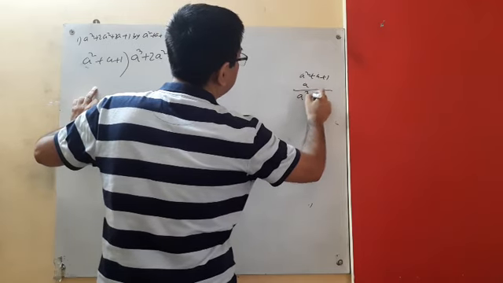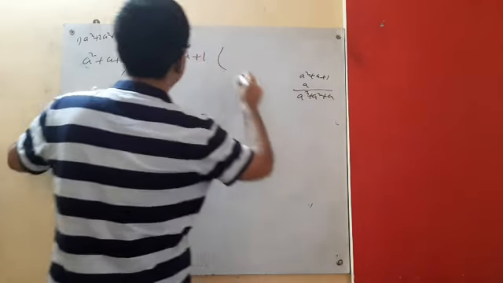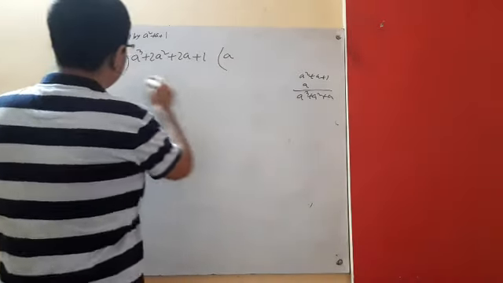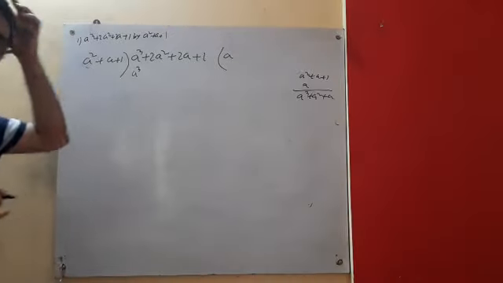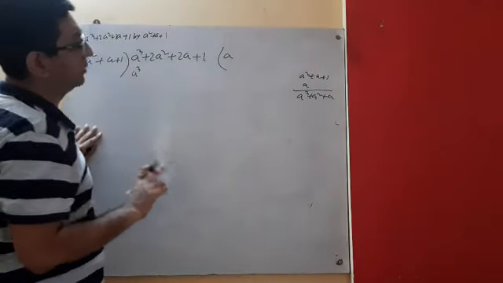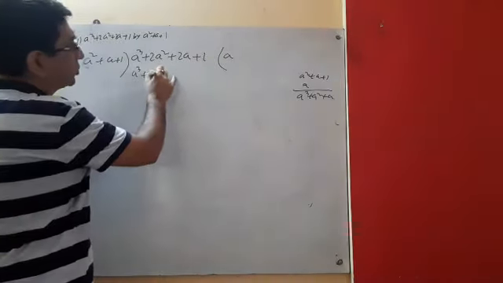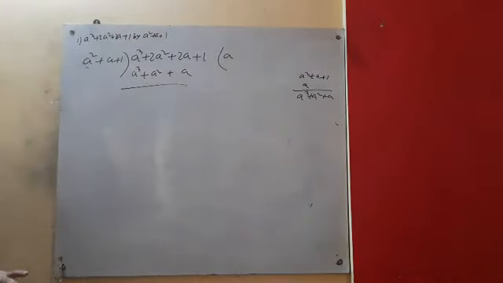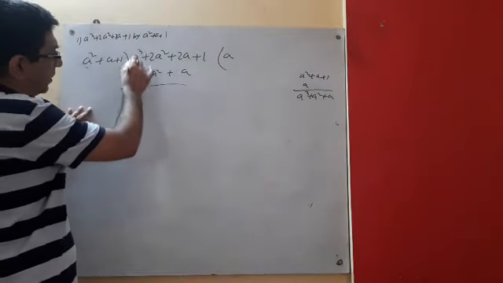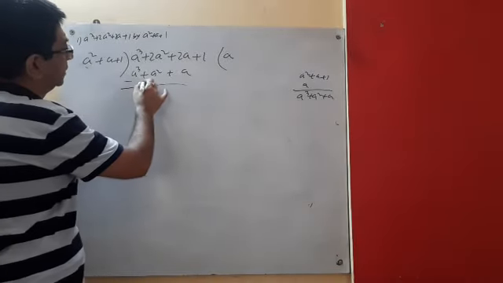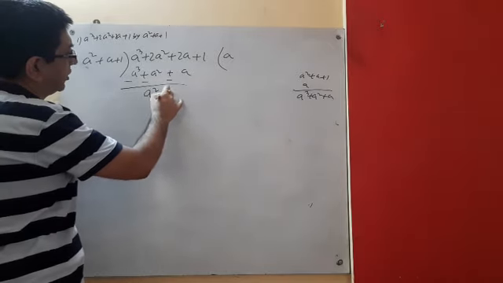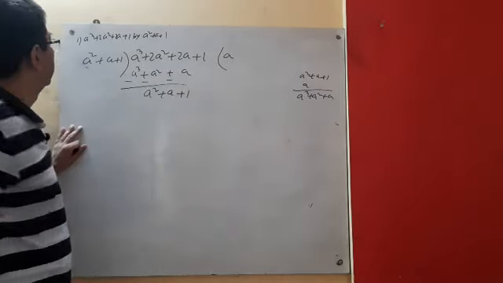What are we getting? a cube plus a square plus a. a multiplied by a, what are we getting? a cube. The first term you have to match. The other terms will automatically come. a cube plus a square plus a, right? Look, the first term is matched. Now subtract: matched means it will be cancelled. 2a square minus a square is a square. 2a minus a is a, plus 1.